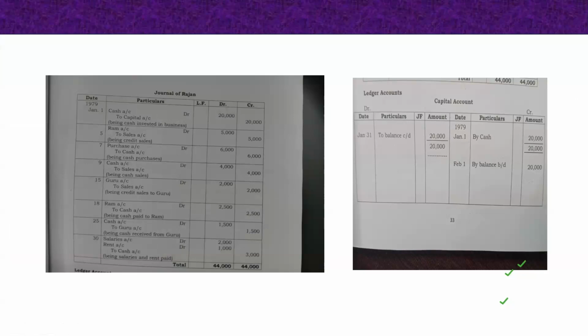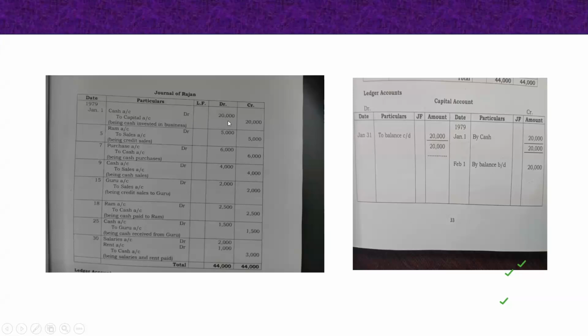So see the first one. The first one is the capital entry. That is the cash invested in the business, which is considered as capital. So the heading of the ledger posting would be capital account. This would be the first one. So to capital account, to balance carried down, it is 20,000. So 20,000 being invested in the business.